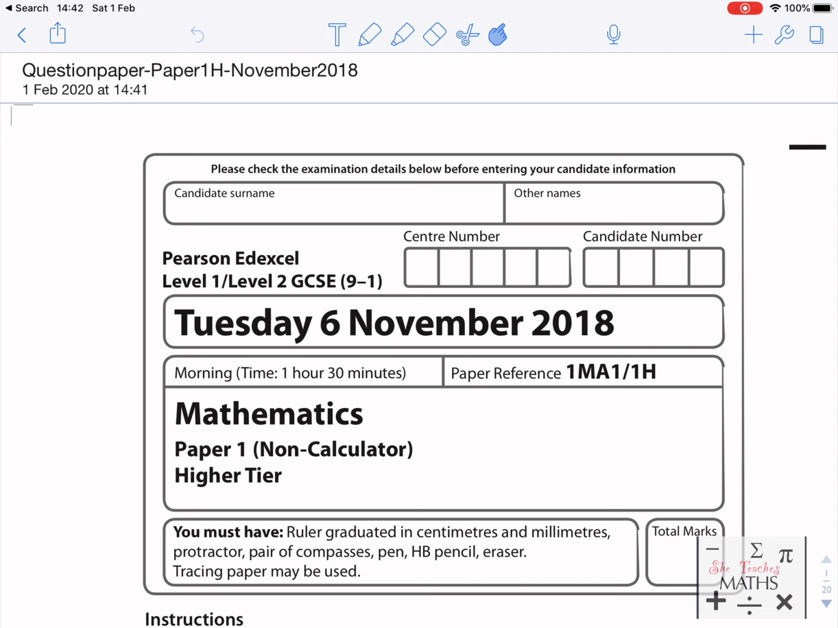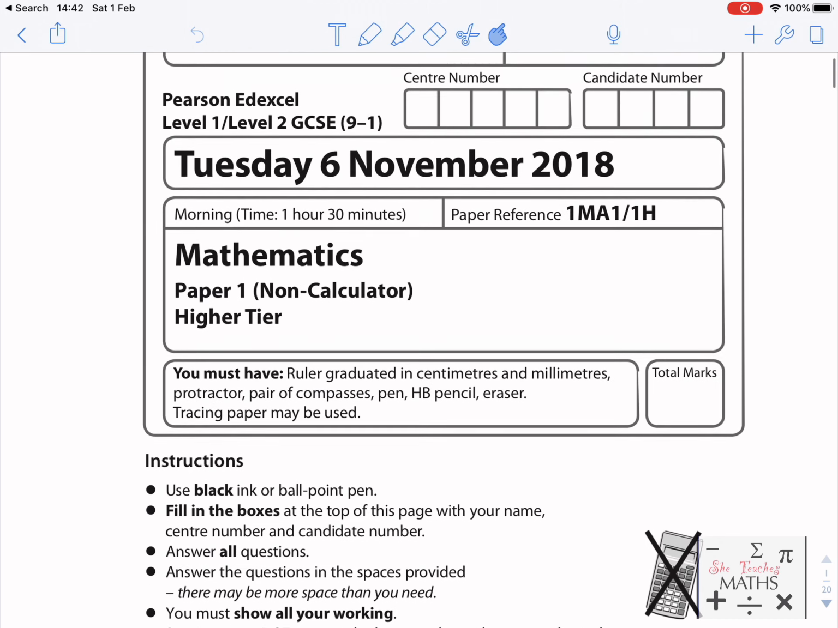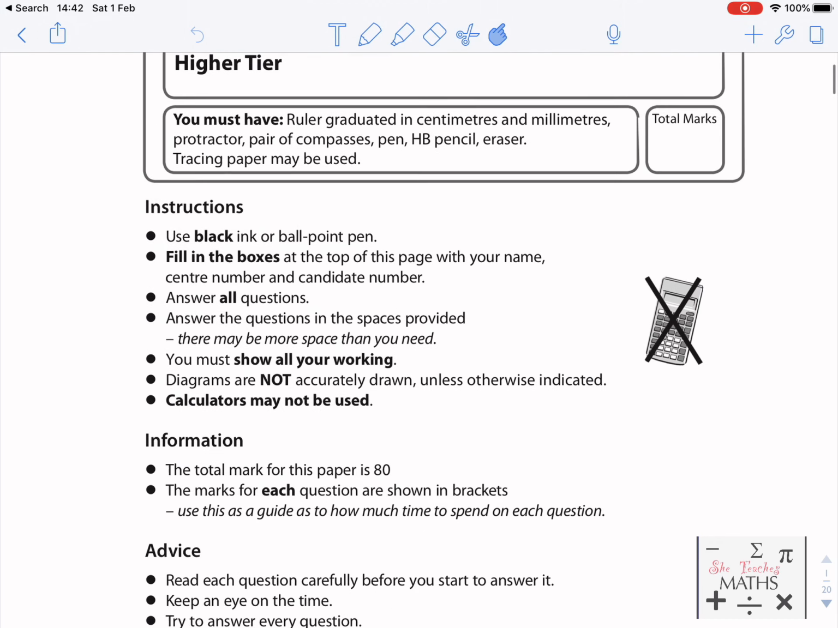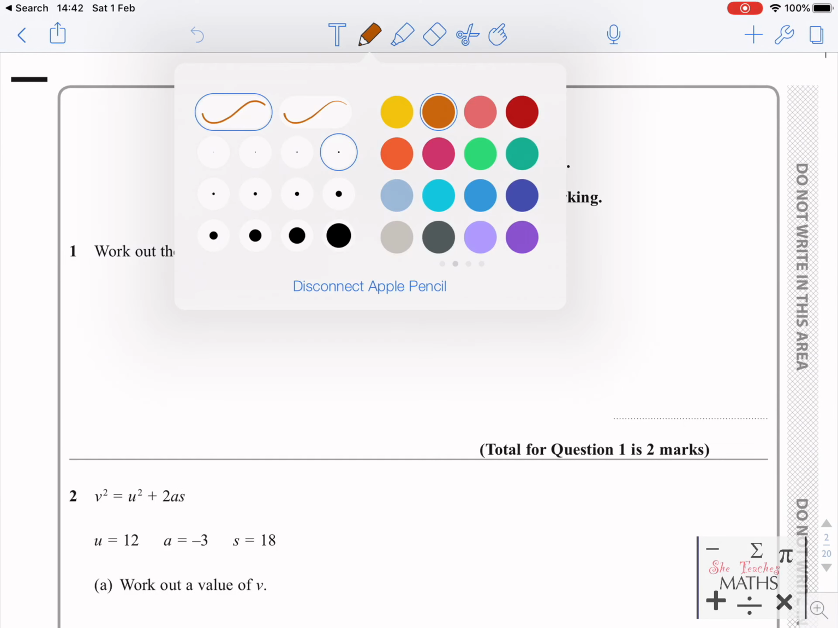So today we're going to be tackling this higher paper for maths. It's a non-calculator paper, so you do not need a calculator obviously. This is the GCSE Pearson Edexcel paper and we will just get right into it. So the first question is pretty simple. You just use the rules of indices.